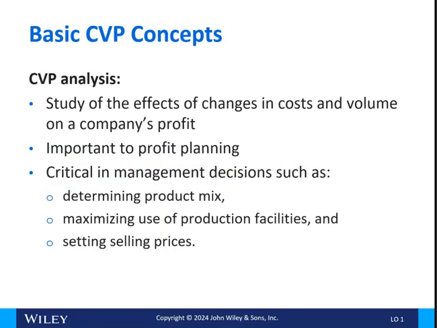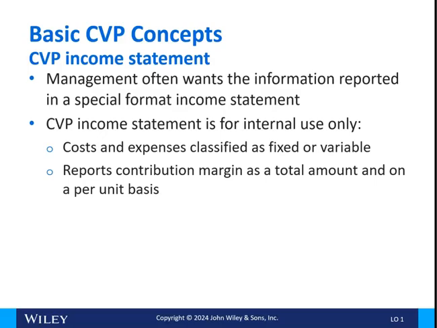So as a review, CVP analysis is a study of effects of changes in cost and volume on a company's profit, important to profit planning, critical in management decisions such as determining product mix, maximizing use of production facilities, and setting selling prices. Again, review of what we did in Chapter 5. We'll go through a couple more examples just to make sure we're all on the same page again.